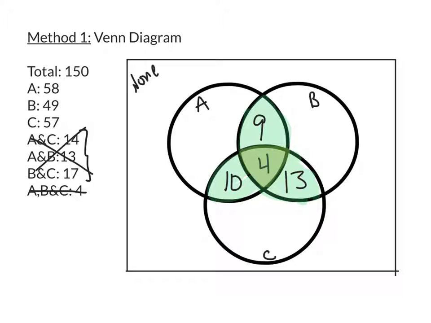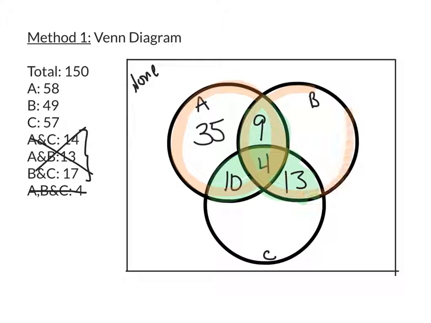Now that all 3 of these are finished, we move on to the next ring, and those are the people that will only drink A or B or C. For all the people that drink A, we're talking about this circle here. It says that there's a total of 58 people that drink A, but we've already got 23 people accounted for by those that are drinking A and B, A and C, and A, B, and C. So when we start with the 58 total people and subtract the 23 that are already accounted for, we're left with 35.